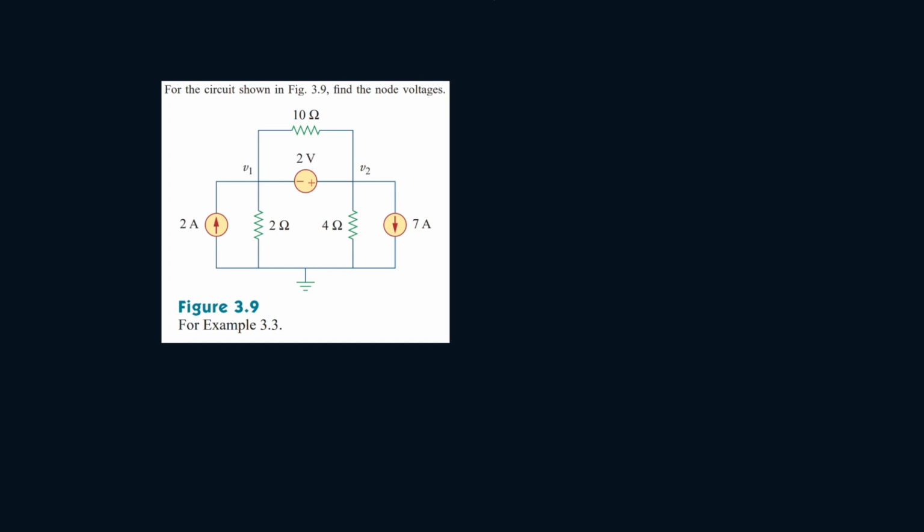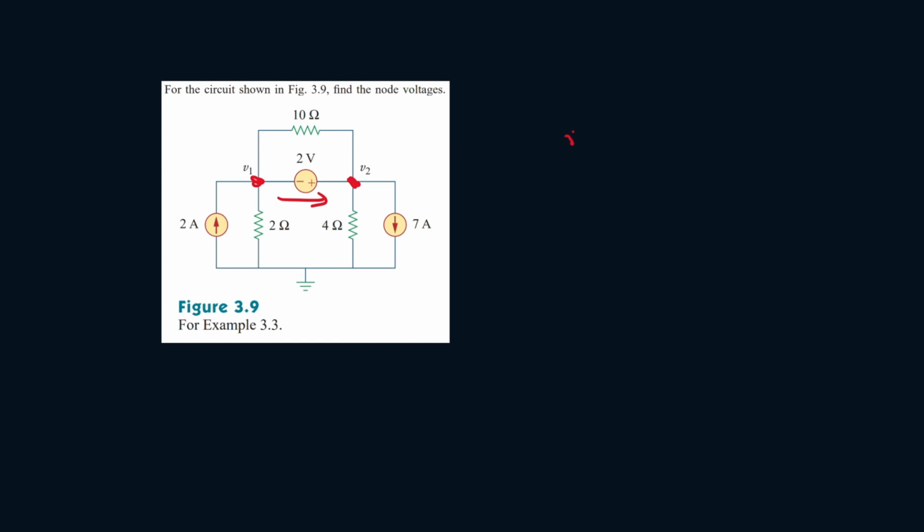Alright, for this one we have to find the nodal voltages at this point and this point. But the problem with this is this 2-volt source. Because if we try and have a current pointing in this direction, we can't really easily figure it out.